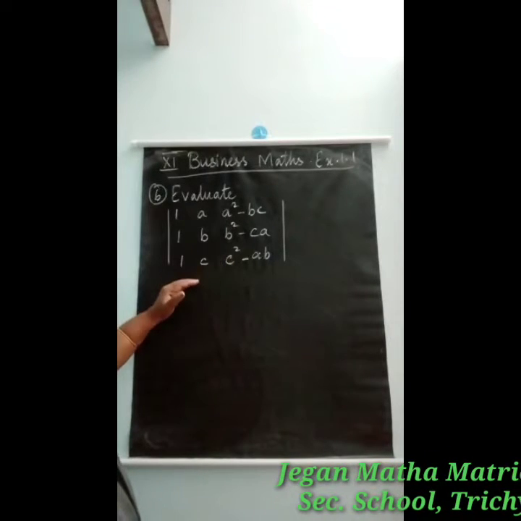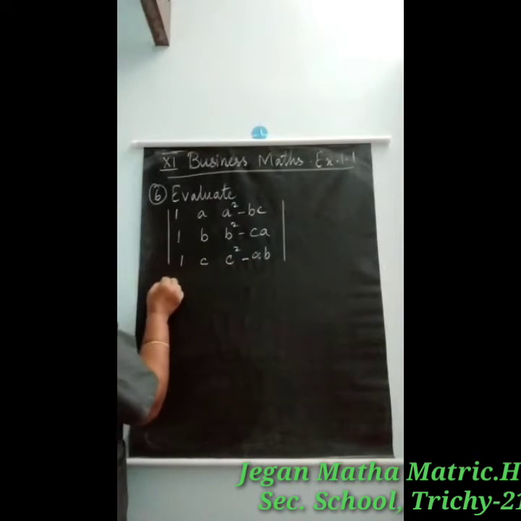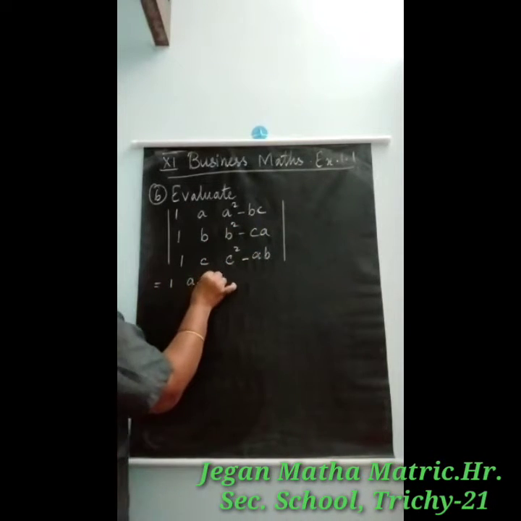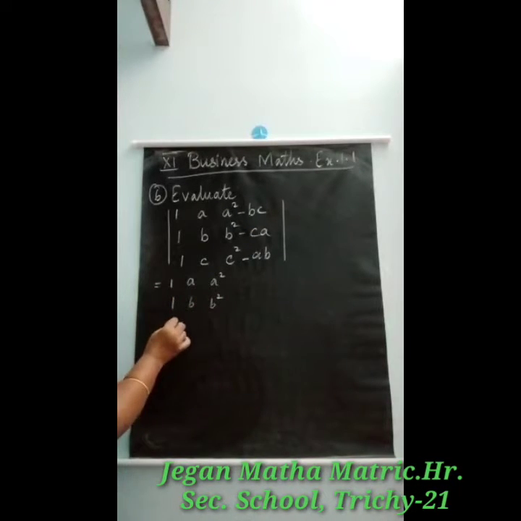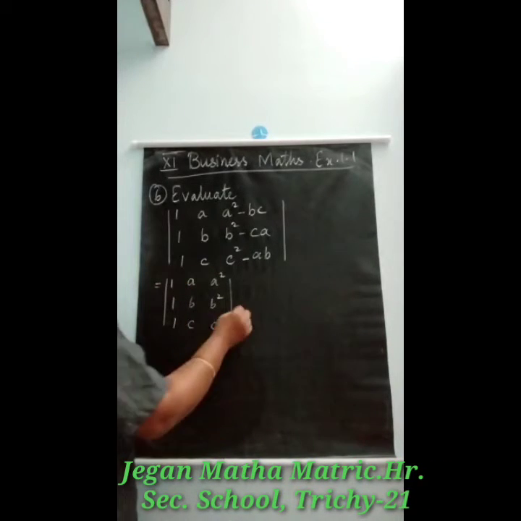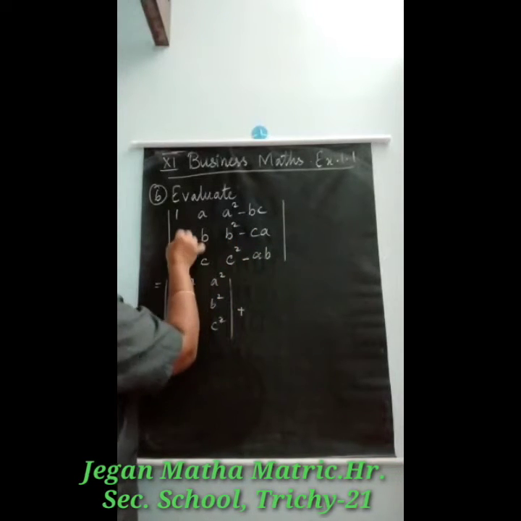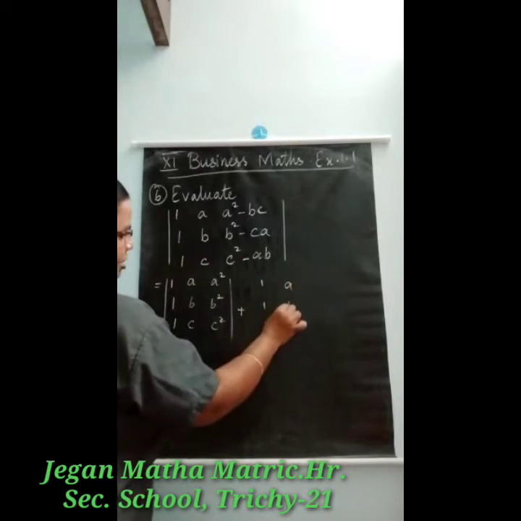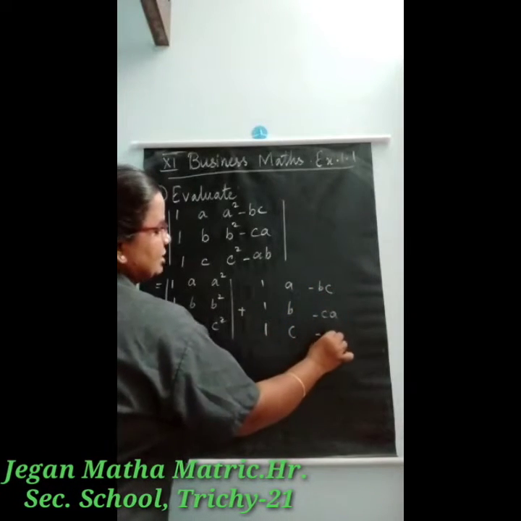Let us evaluate this one. First step, you have to split the third column into two terms. So that is equal to the determinant with columns 1, a², a²; 1, b², b²; 1, c², c², plus the determinant where this column is split into two, so the same first column and second column, and then the third column is 1, 1, 1 here a, b, c, here minus bc, minus ca and minus ab.